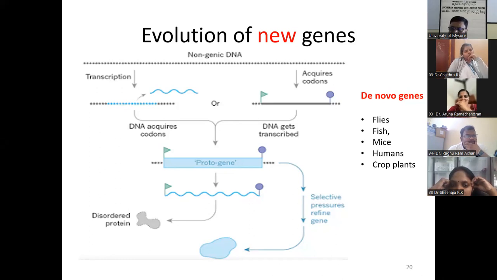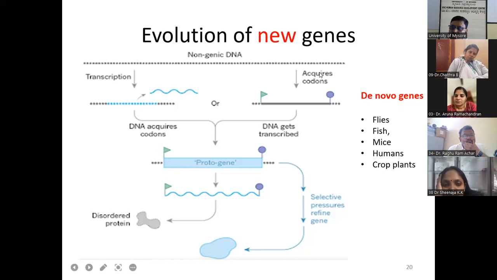But there is a concept: is it possible that new genes can evolve? That is the most wonderful thing that we are now able to think, yes, indeed, it's possible. So this concept is de novo genes. How can a new gene evolve?